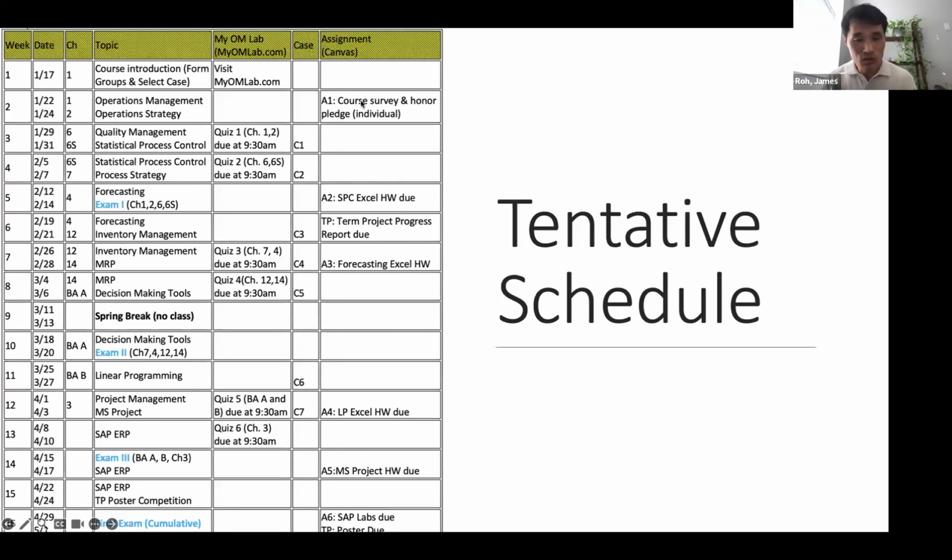And here you have assignments due. Usually it's due Wednesdays, but some assignments are due on Monday. And after the exam, there is a term project progress report due. So I want you to be organized about your term project. So that's why we have that.